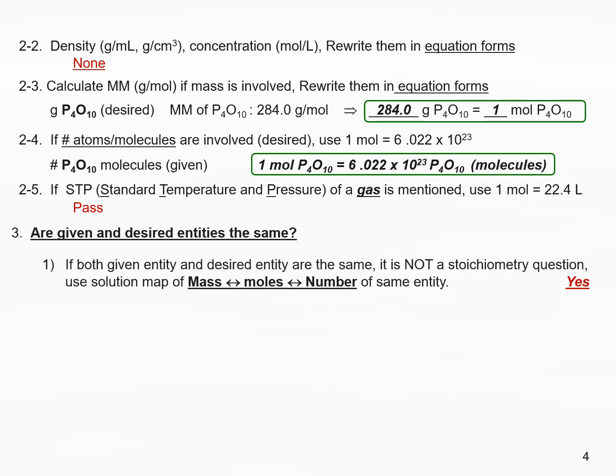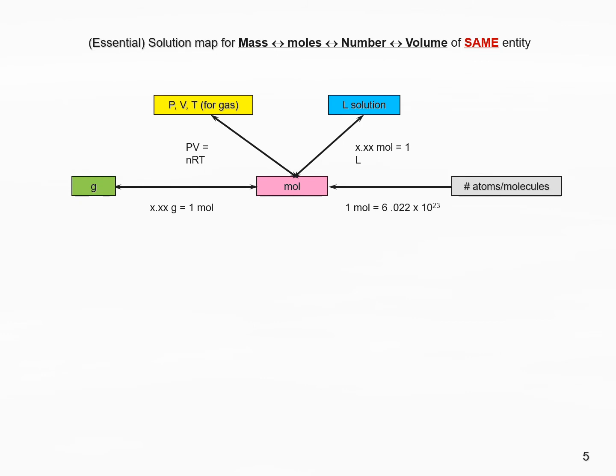Now, step 3, we're asked this question: are the given and desired entities the same? I just want you guys to realize here, this is the P4O10 that's desired, and the P4O10 that is given, they are the same. So the answer is yes. I just want to remind you that's the same entity, so we're looking for this solution map.